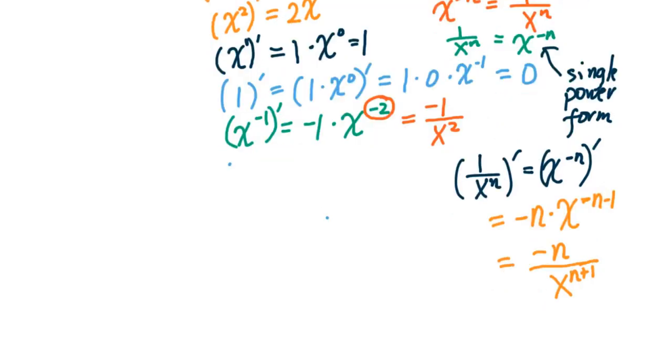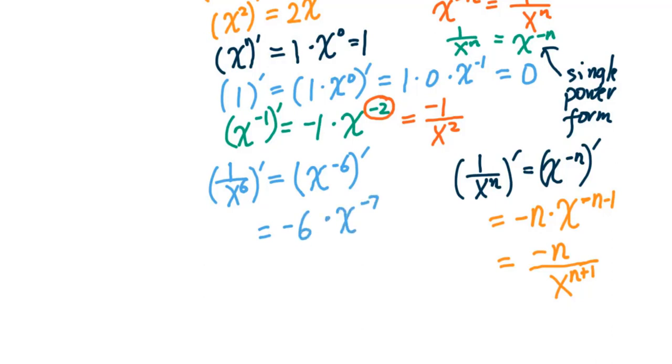Therefore, when we're looking for the derivative of 1 over x to the 6th power, the first step, you need to change into single power form. That is x to the negative 6th power. Then you can use the power rule. That will be negative 6 times x to the negative 7th power. Then you simplify, you will get negative 6 over x to the 7th power. These negative exponents cannot be the final answer. You have to change into positive exponents like this.